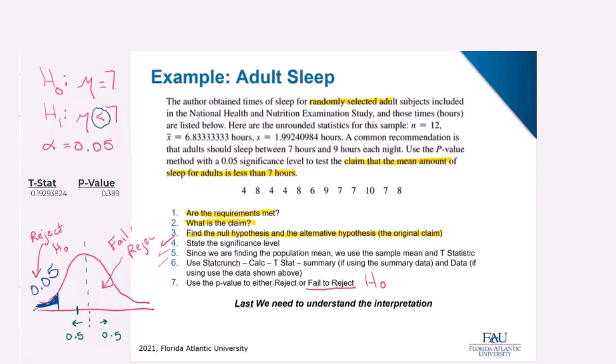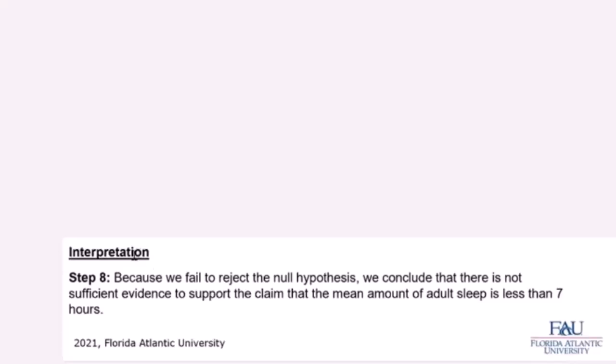I'm always talking about my null hypothesis. We can't reject this, which means we just don't have enough data. If we fail to reject the null hypothesis, it does not mean that we accept it. And if we reject the null hypothesis, then we can go with the alternate hypothesis and the interpretation. Because we fail to reject the null hypothesis, we conclude that there is not sufficient evidence to support the claim that the mean amount of sleep is less than 7 hours.